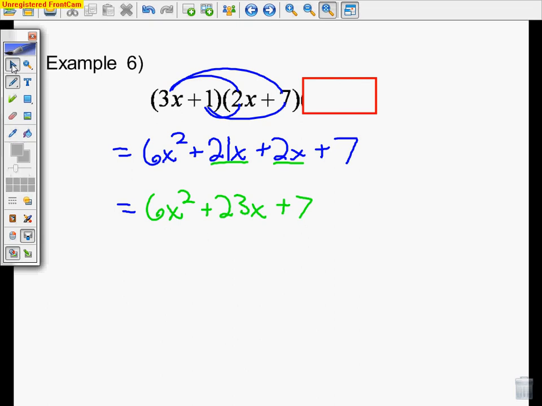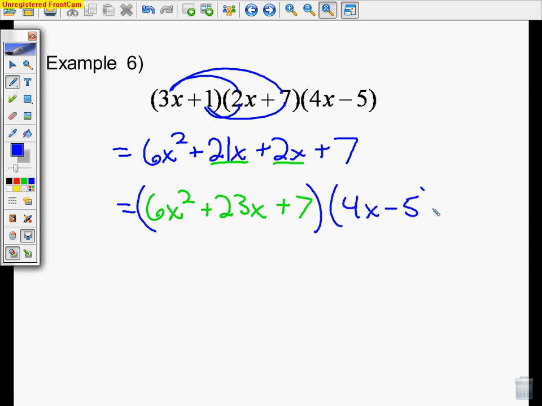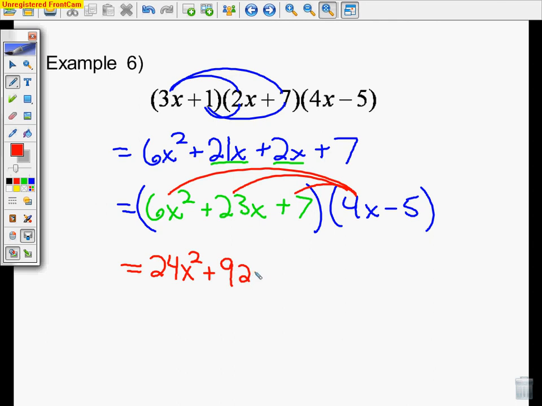Now that we've multiplied that, we're going to bring back in that last binomial. So we're going to bring down that 4x minus 5 and multiply that into our answer. So I'm going to take this 4x and just distribute it into all of that. So 4x times 6x squared, that's 26x squared. Excuse me, 24x squared. I'm a math teacher, right? All right, 24x squared. And then 4x times 23x, that is positive 92x squared.